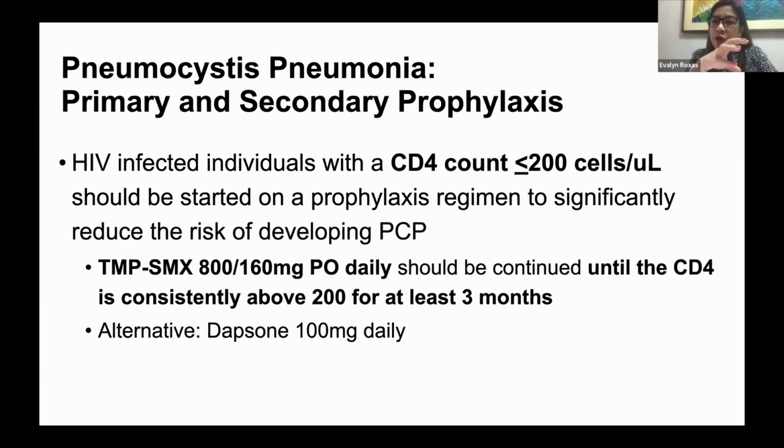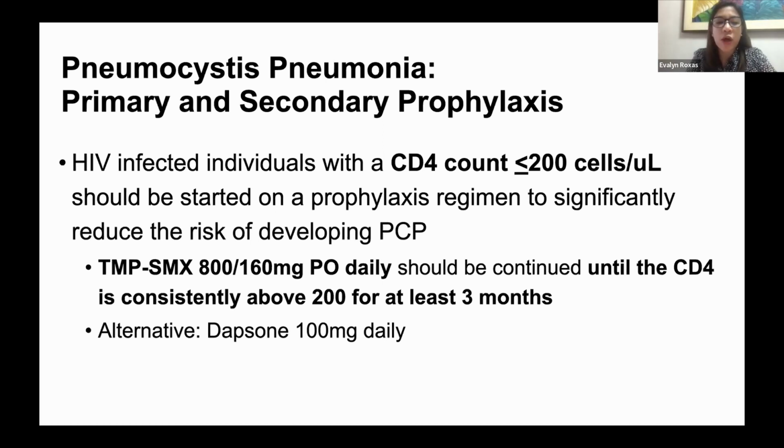Those are for treatment, but as I've said in earlier parts of the slides, there is available chemoprophylaxis to prevent getting pneumocystis pneumonia in HIV patients. There is primary and secondary prophylaxis. HIV-infected individuals with a CD4 count of less than or equal to 200 should be started on a prophylaxis regimen to prevent development of pneumocystis pneumonia.